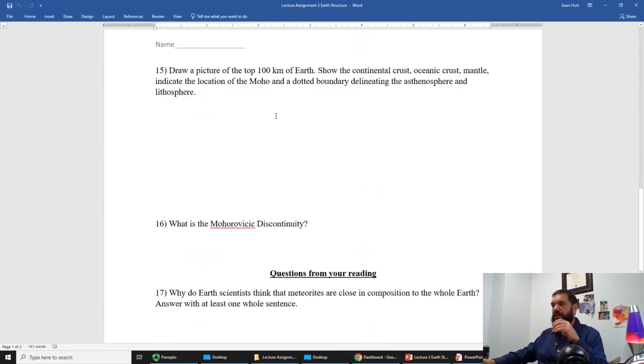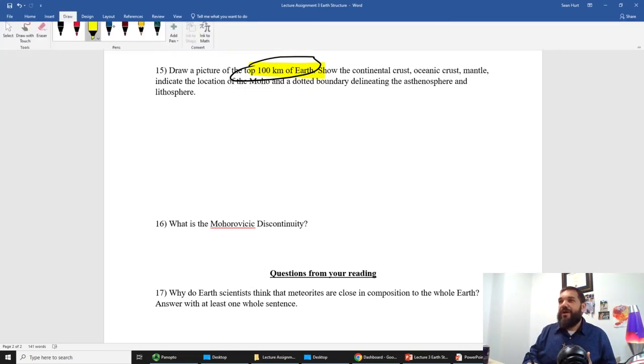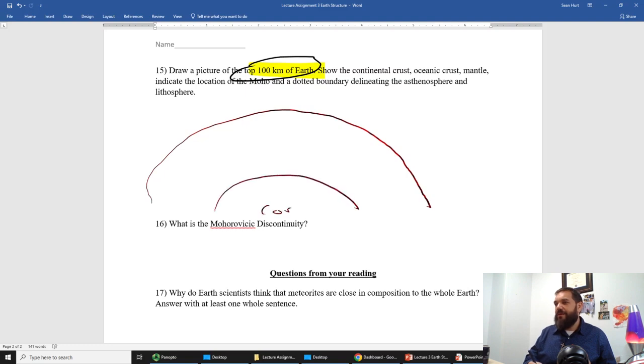When you draw this, notice that I'm only asking for the top 100 kilometers of the Earth, okay? How thick is the Earth? 6,400 kilometers. So if you draw this, and so many students do, they draw a hemisphere of the Earth, and they draw the core. You're showing me 6,400 kilometers of thickness. I only want this. Not even that. 100 kilometers up here. That's all I'm asking for.